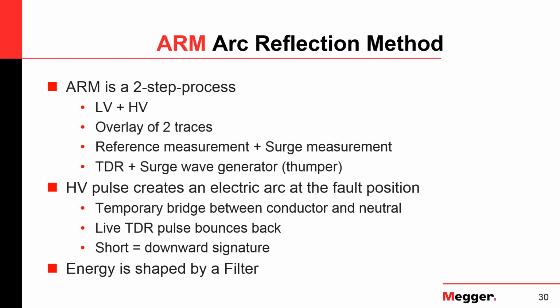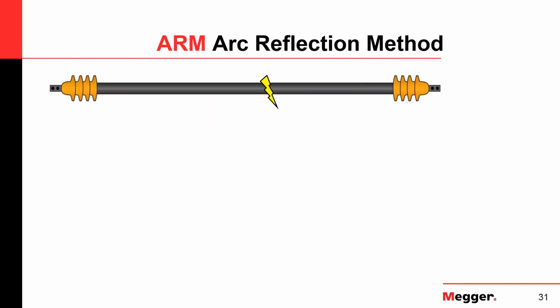It's a short. It's an arc. There's two electrodes, two different parts of your cable that should not be at the same potential, now are almost at the same potential. So the TDR will record a downward blip, a downward bump, and with the overlay of those two traces, you can actually calculate the distance to the fault.